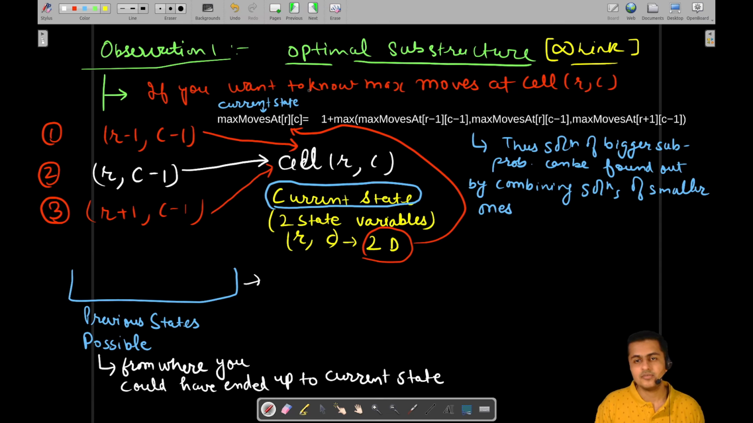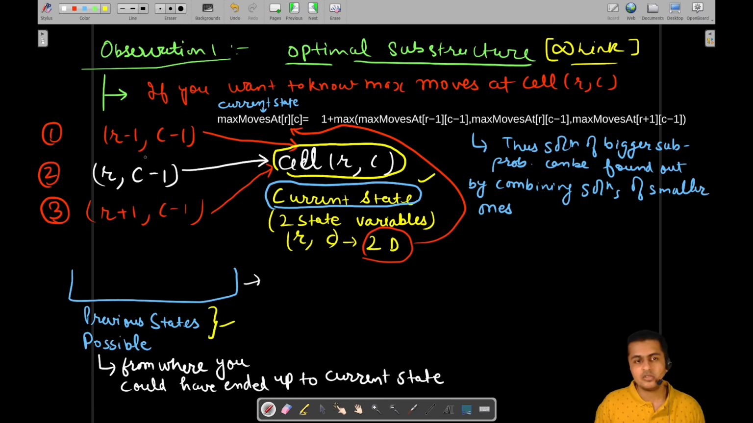So what happens is, let's say you are at a particular cell, and the coordinates of that cell are R and C. So what would have been the previous cells from which you could have moved to the current cell? Basically, you are considering this as your current state, and what would have been the previous possible states from where, if you would have made a move, you would have landed on the current cell.